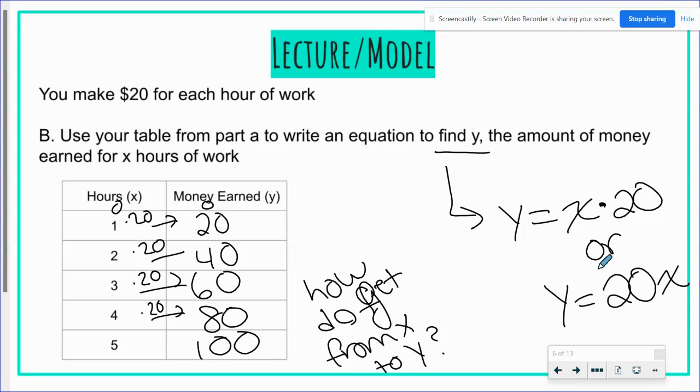Because remember, when you have a variable and a coefficient together, you can just write them without multiplication. Y equals 20x is the same as y is 20 times x. So that would be our equation. And again, because to get from x to y, we multiply by 20.